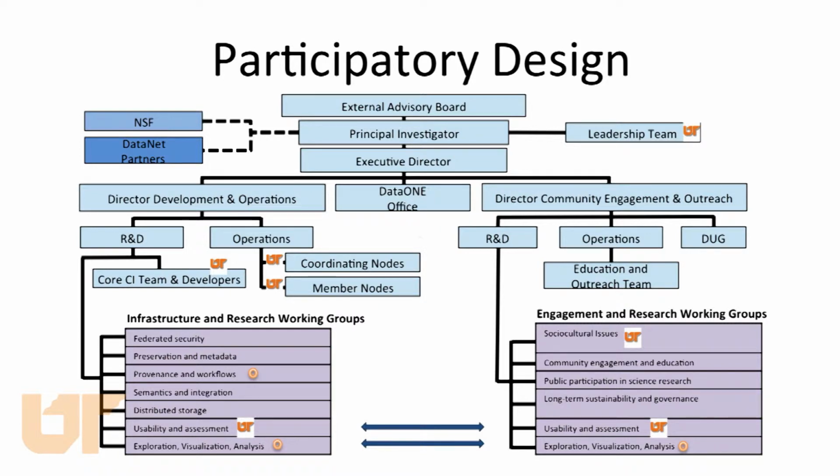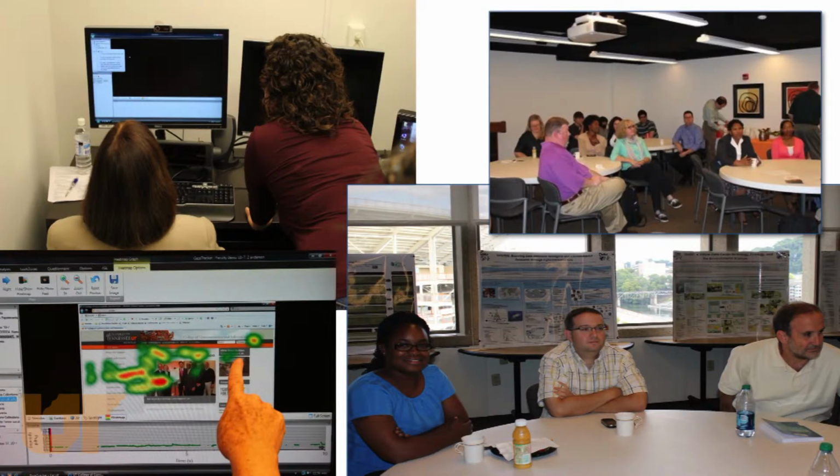The DataONE organizational chart highlights how the project is structured to encourage participatory design by engaging a large number of researchers in a flexible structure. The UT logo represents locations where SIS researchers are active. The orange circles are locations where our colleagues from Oak Ridge National Laboratory are active.